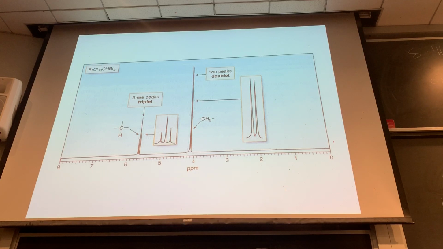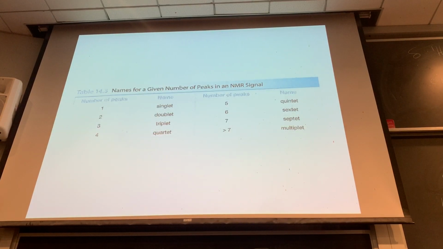But triplet, doublet there. Let's look at the spin states here in general. So no neighbors, singlet, okay. 1 neighbor, doublet. So this is the n+1 rule. Triplet, we've talked about that. Quartet, we could draw that one out for you too. We saw that in ethanol.